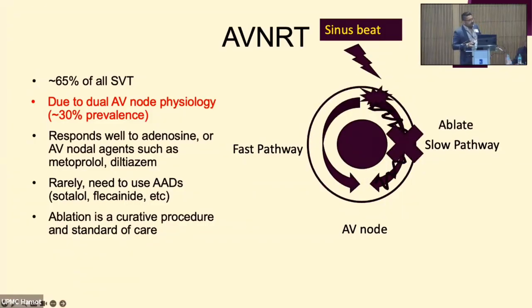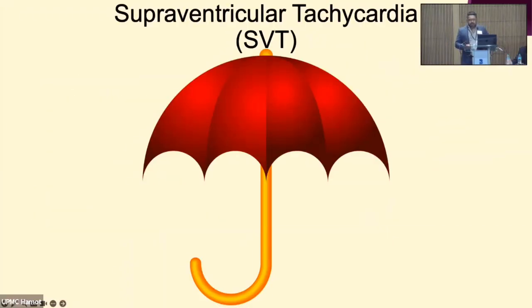You cauterize the slow pathway, and what you've done now is when a PAC comes in, it doesn't have access to that slow pathway. All it can do is either go down the fast pathway and create a QRS, or it just blocks, and you see a blocked PAC on an EKG. So this is everything that we're going to talk about today when I talked about assaulting your brain. So hopefully I've clarified what AVNRT is. How do we treat it? Medications work really well. Ablations are usually a curative procedure.